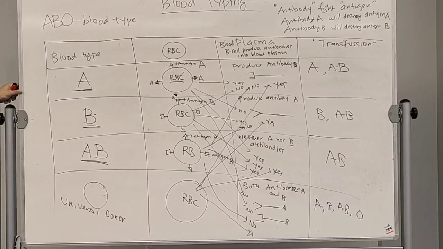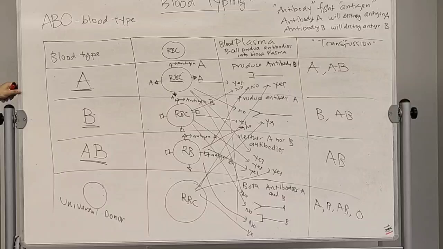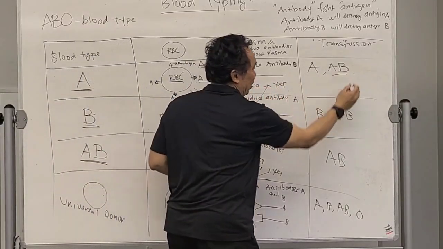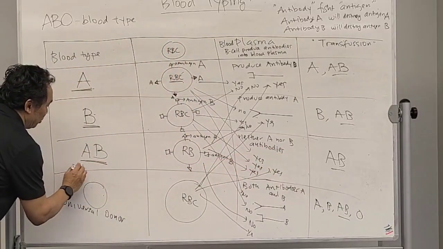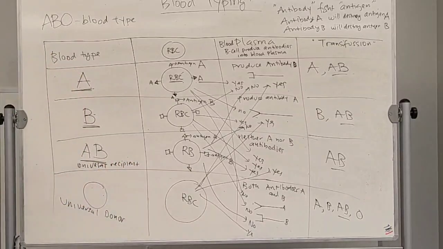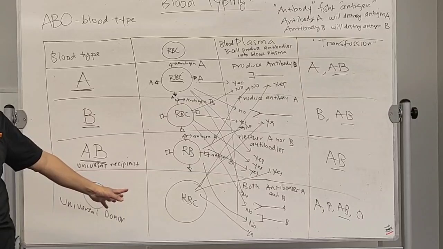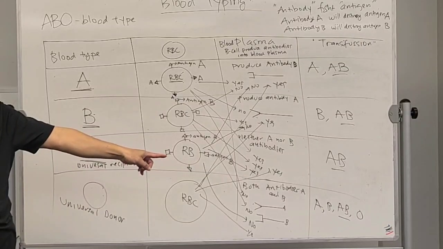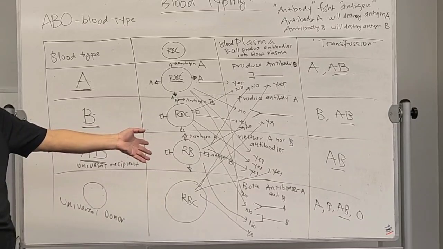Now, from this information, which one do you think you can call the universal recipient? Can receive blood from any blood type. The AB. You see the AB? AB, AB, AB, AB. So AB is the universal recipient. So you're a happy camper. If you're bleeding, if you have an accident, you can take any blood if you are AB. But if you are O, you only receive from O. You cannot get from anybody else. Only O can go into your blood.